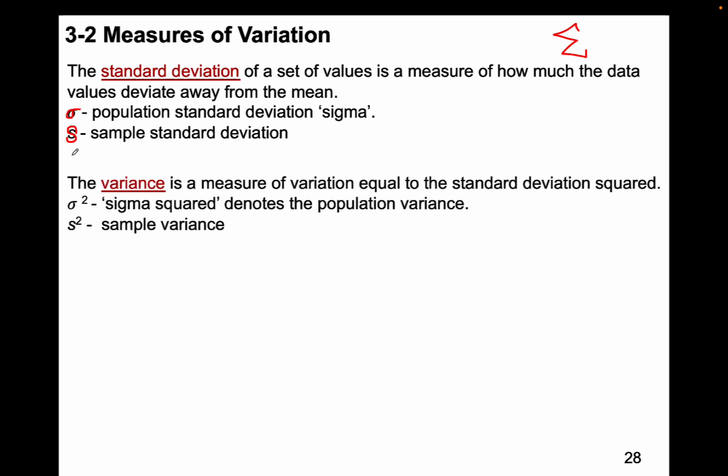New term. The variance is a measure of variation equal to the standard deviation squared. So if we take that lowercase sigma and we square it, this right here would be read sigma squared. That will be our symbol for population variance. And s squared will be our symbol for sample variance. Please add these two to your reference sheet as well.